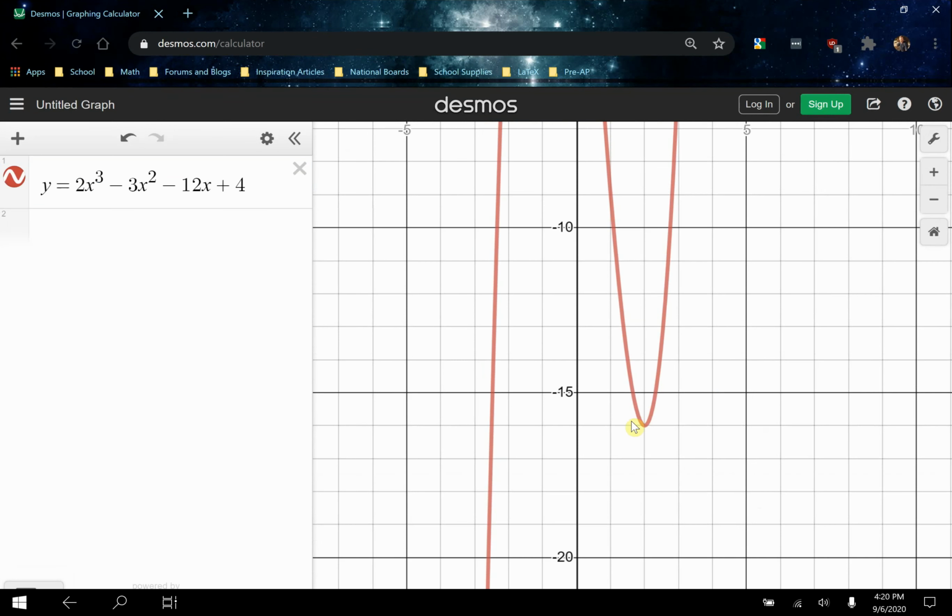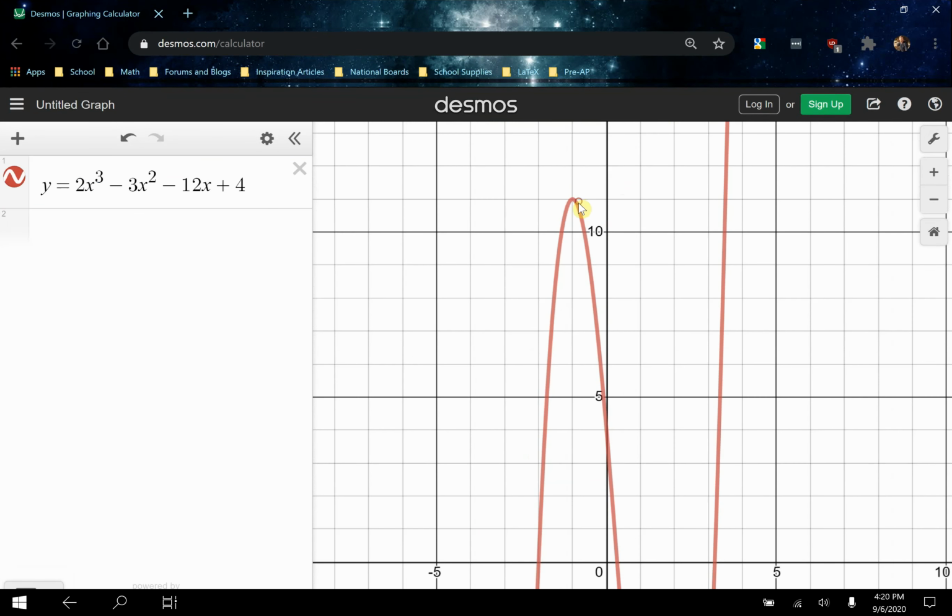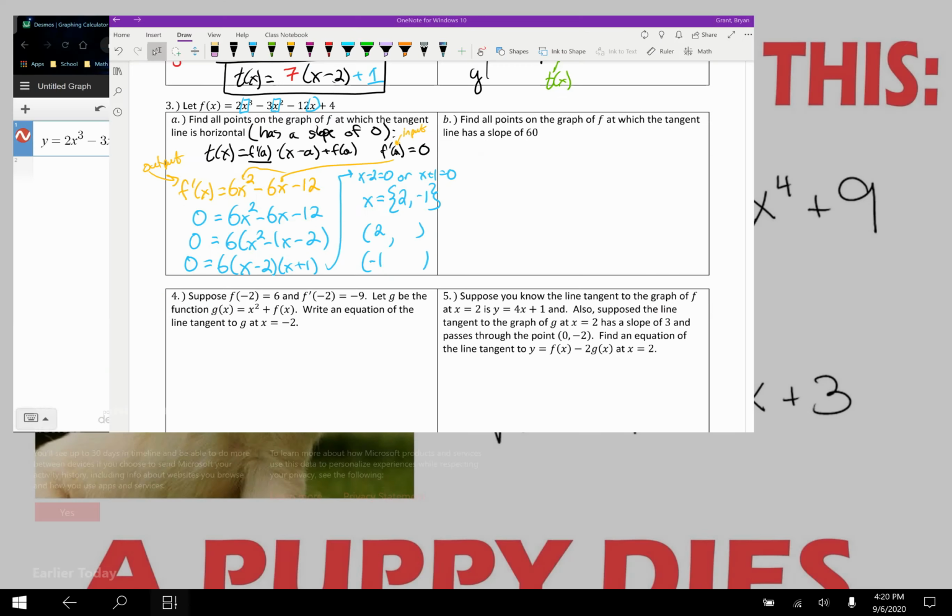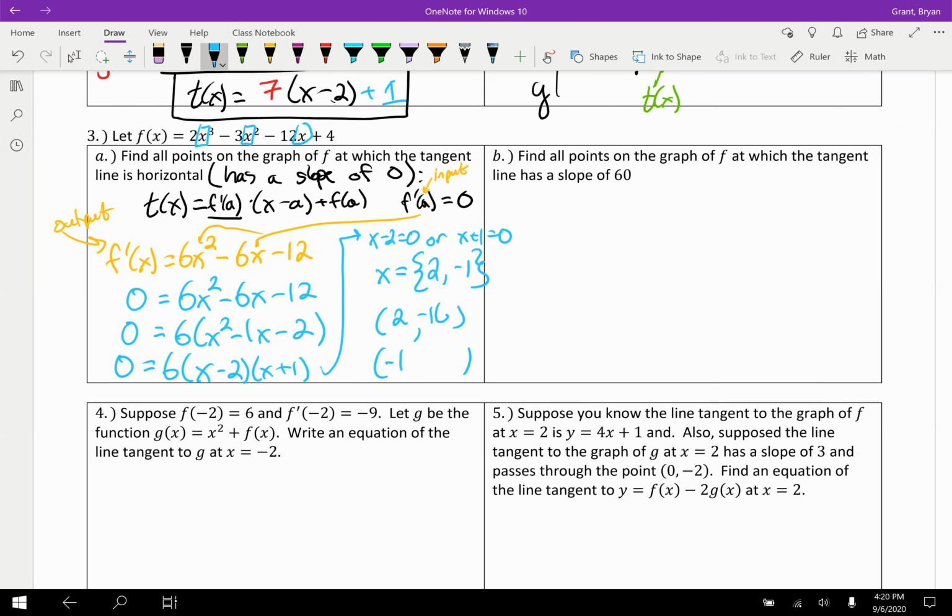Oh yeah, an x value of 2, that's negative 16 by the way, and an x value of negative 1 at 11 are the horizontal tangents. So when you do the math with 2, you'll get negative 16. Do the math with negative 1, you'll get 11. These are the points that are being looked for. Let's try one more. This one will go a little faster.